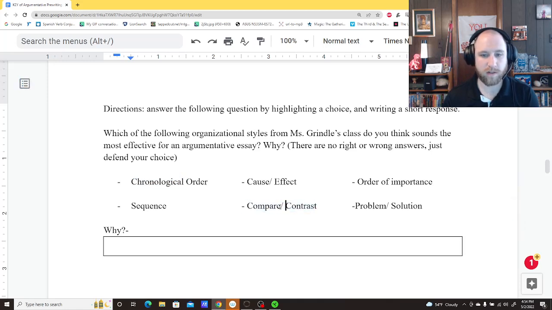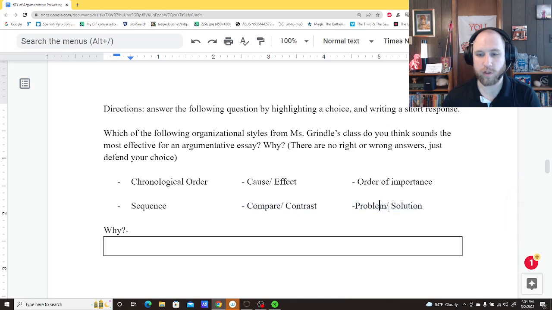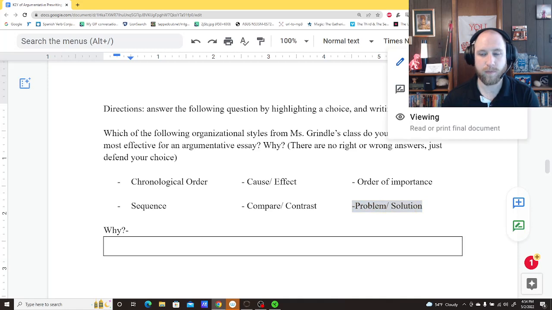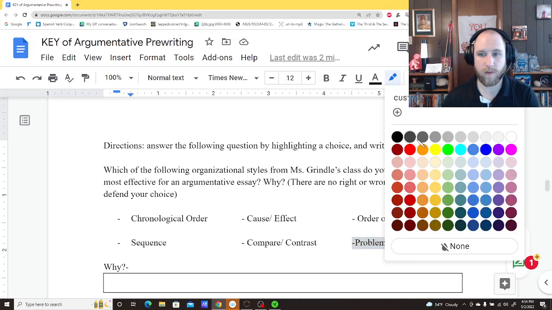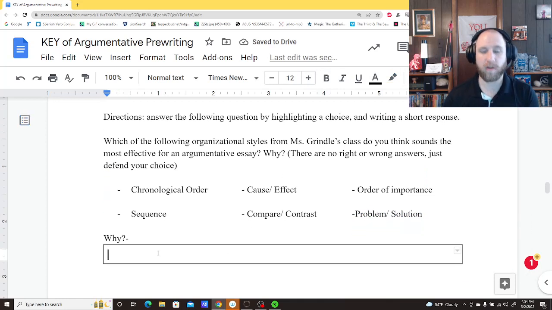Compare and contrast. So, you know, you're comparing the similarities between something and then contrasting the differences between them. And finally, problem or the solution. Here's the problem. How do we fix it? Okay. Give me one of these six by highlighting it, right? You can highlight it just like this. Boom, right? And then answer right in here with the why.